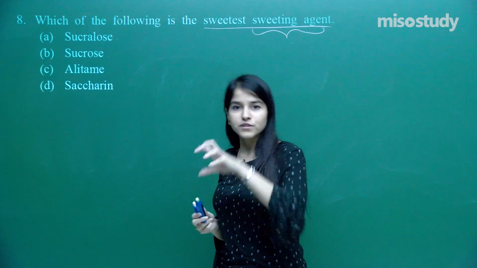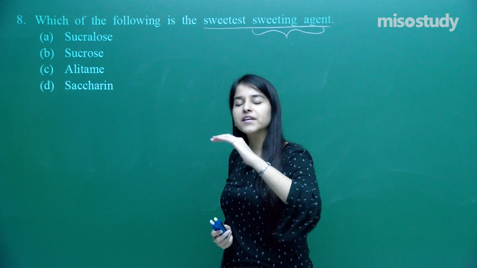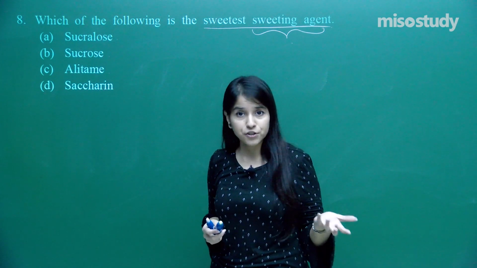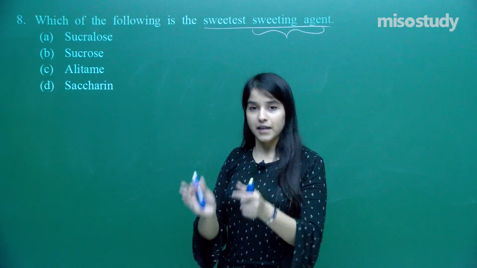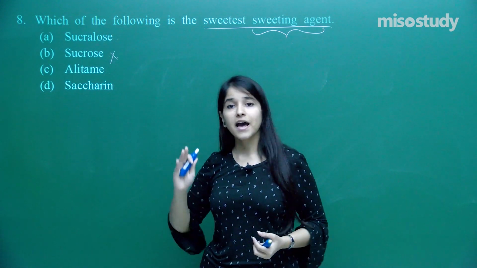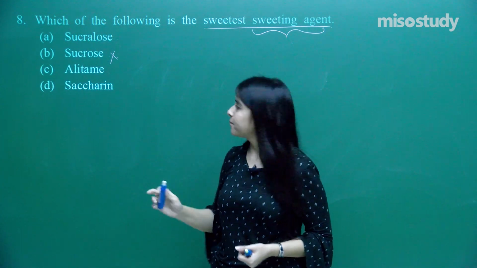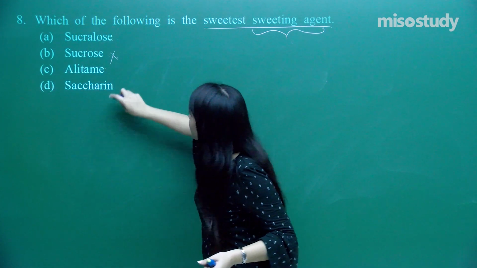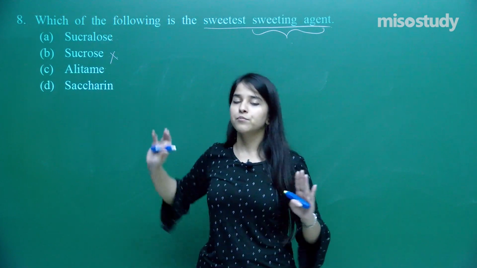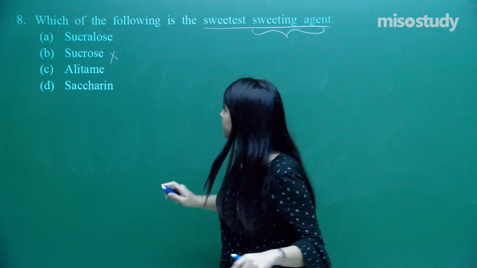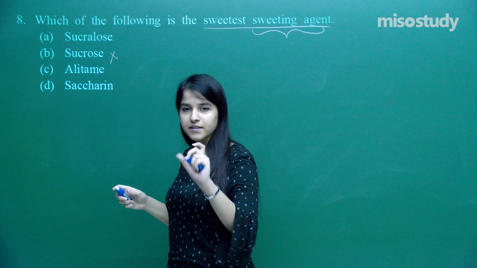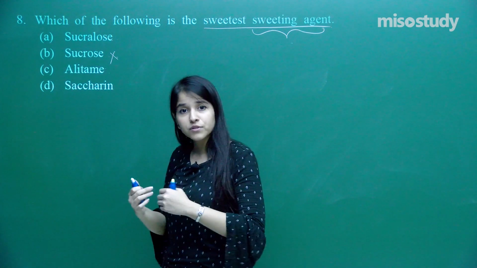That means sucrose is a natural sugar. It would have a smaller amount of sweetening property than what we have in artificial sweeteners. So that is what we are aiming at. So I am eliminating the possibility of sucrose. It has the least sweetening power. Now if I try to analyze sucralose, alitame and saccharin, you need to have a proper knowledge of all the artificial sweeteners. So what is sucralose? Earlier what we have done was saccharin.